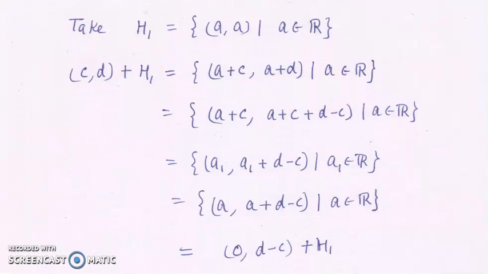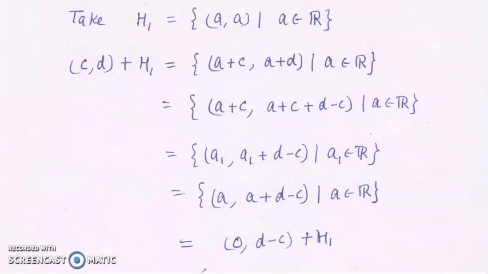Similarly, if I take another subgroup H1 = {(a, a) : a belongs to R}, then (c, d) + H1 can be written as {(a + c, a + d) : a is in R}. A plus c and a plus d can be written as a + c, (a + c) + (d - c). So it can be written as (a1, a1 + d - c), where a1 belongs to R. A1 is also varying over R because a is varying over R and c is fixed, and in place of a + c we have written a1. So it can also be written as (a, a + d - c), a in R. So this is (0, d - c) + H1.